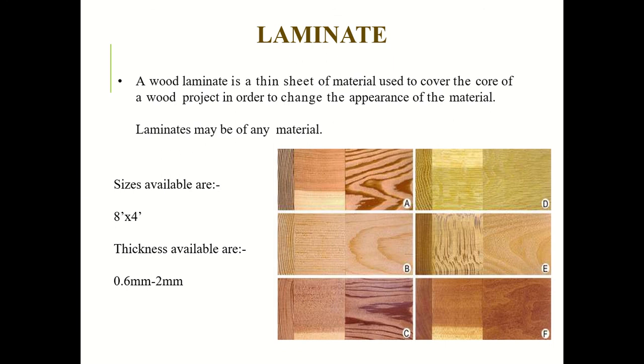Wooden laminate is a thin sheet of material which is used to cover a wooden project. It means whatever is already constructed out of wood, you want to cover it with a good texture or good design. You can take a laminate just for appearance purposes, right? Sizes are 8 feet by 4 feet. Thickness is available from 0.6 mm to 2 mm. So you can see in the diagram.